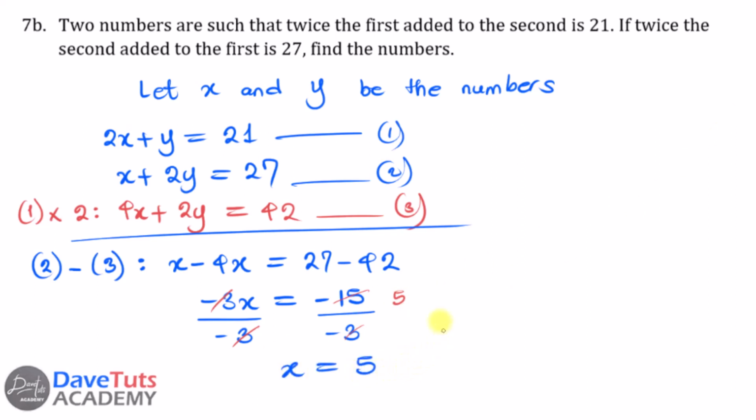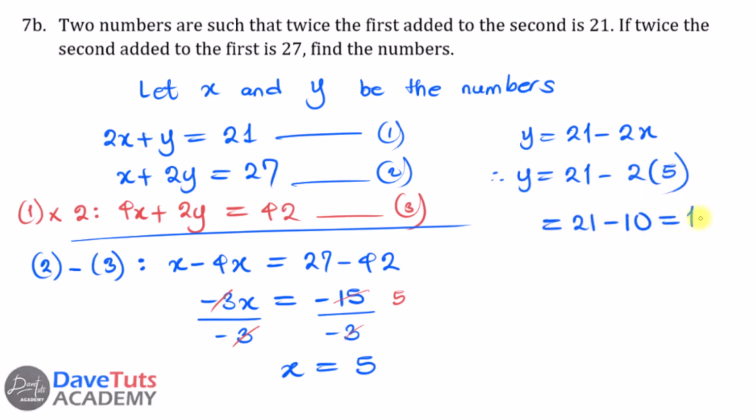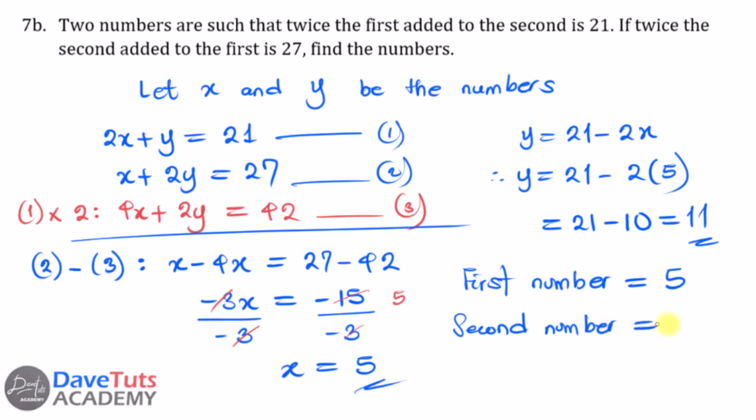That is the first number. The second number, from equation 1, y will be 21 minus 2x. Therefore, y will be 21 minus 2 multiplied by 5. So that will be 21 minus 10, which is 11. So from what we are asked, we can readily say that the first number is 5, and then the second number is nothing but 11.